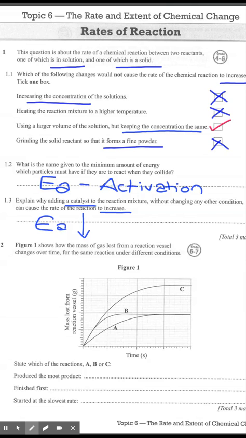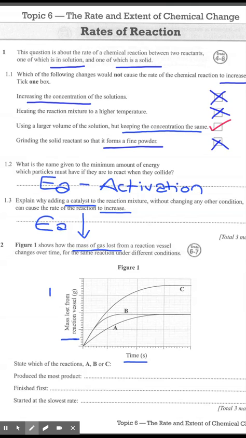So bringing all of that together then, we've got a graph here which shows mass loss from a reaction vessel. So it's something which is generating a gas, and obviously the gas particles are leaving the reaction vessel, and we're just recording the mass as that then decreases over time. And there are three different reaction conditions. The first one is asking us about the production of the most product.